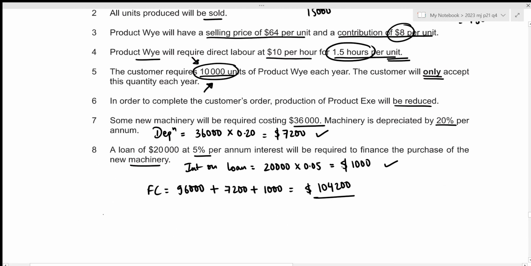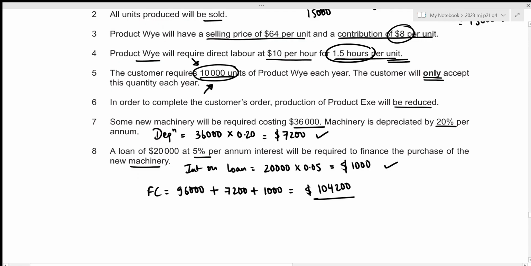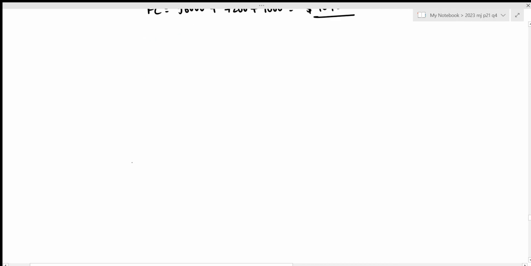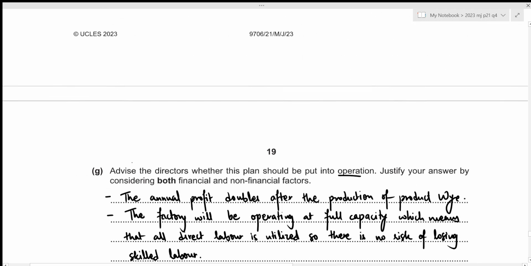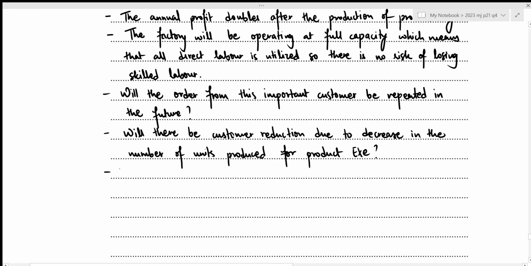The next thing that we can talk about is the loan, because we're told that a loan of 20,000 will be required in order to finance the purchase of new machinery. And we still do not know whether or not the company will be able to obtain this loan. So will the company be able to obtain the loan?